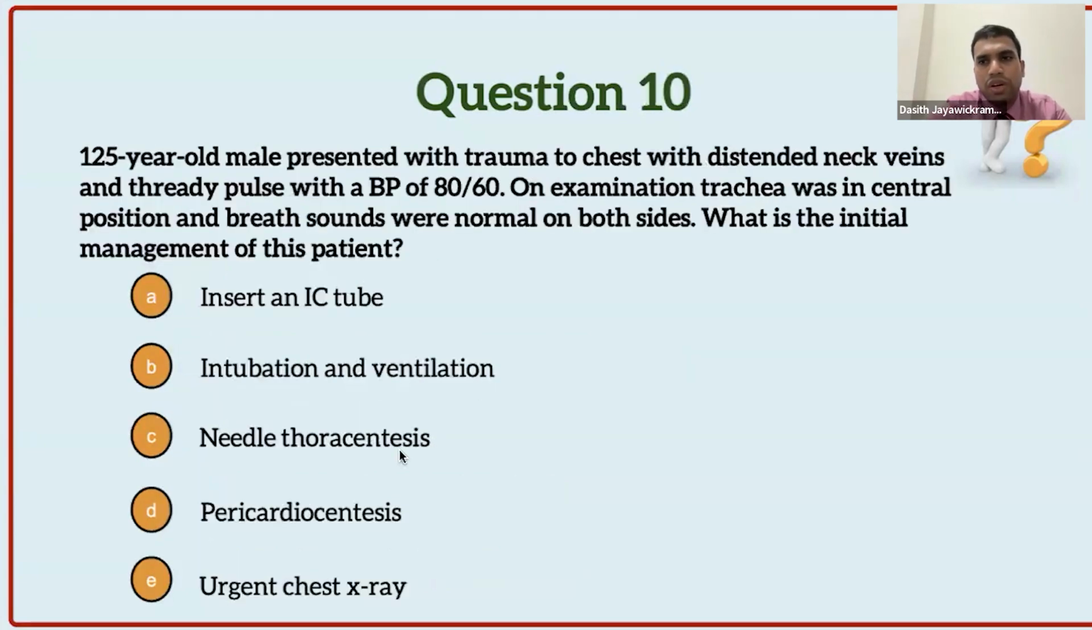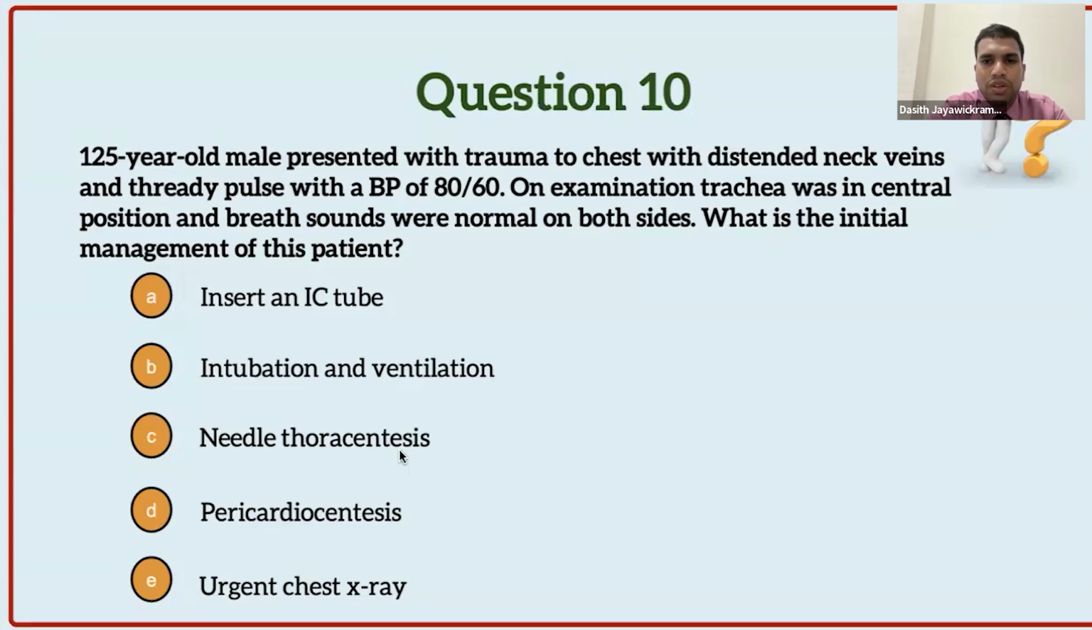So 100. Sorry for the typo, not 125. A 25-year-old male presenting with trauma to the chest, with distended neck veins and a feeble pulse, with a blood pressure of 80/60. On examination, the trachea was in a central position. Breath sounds were normal on both sides. What is the initial management of this patient?